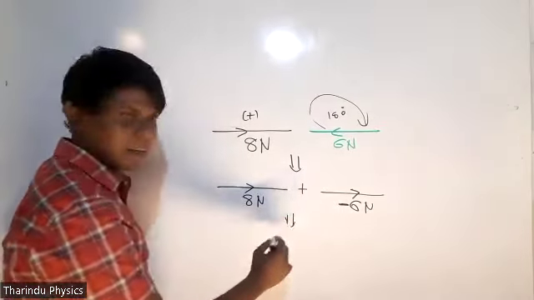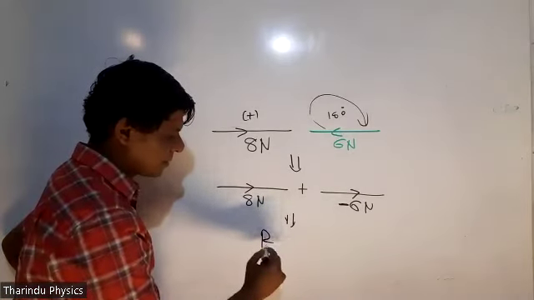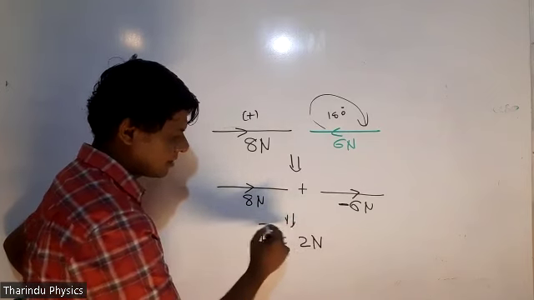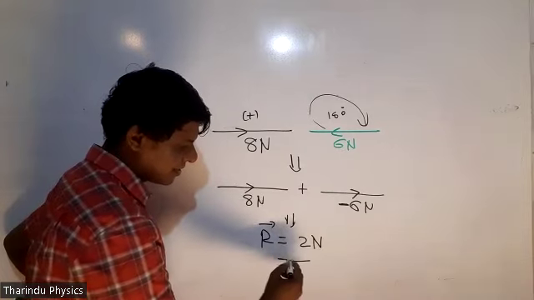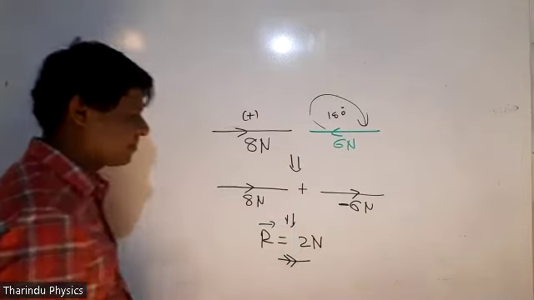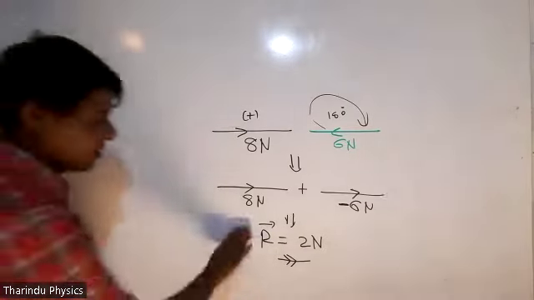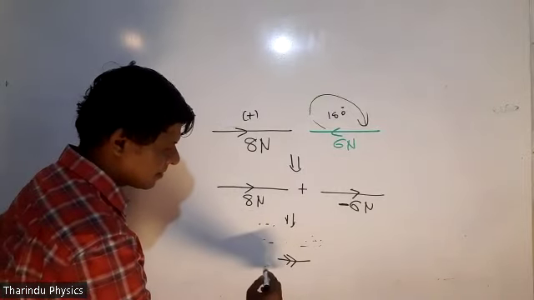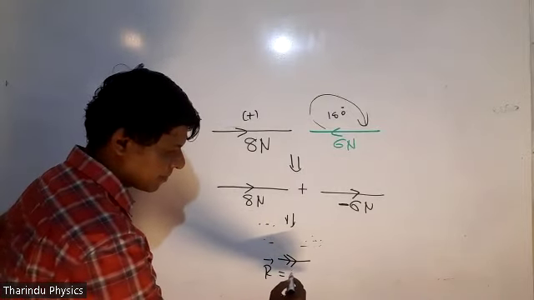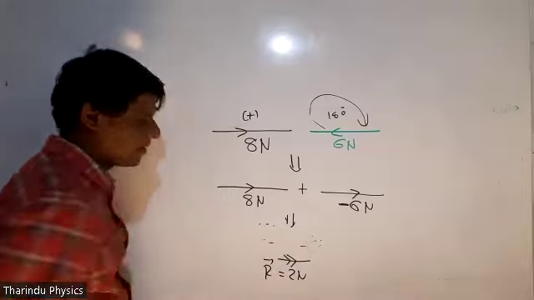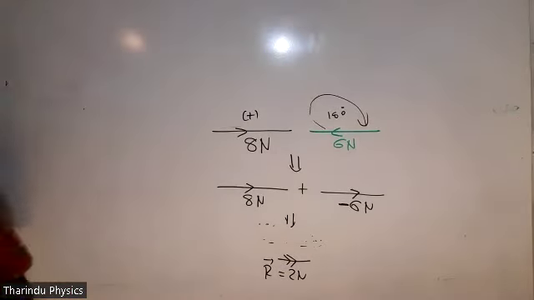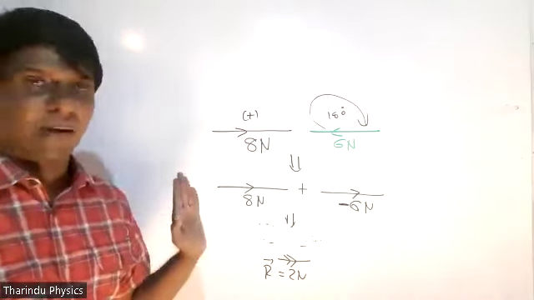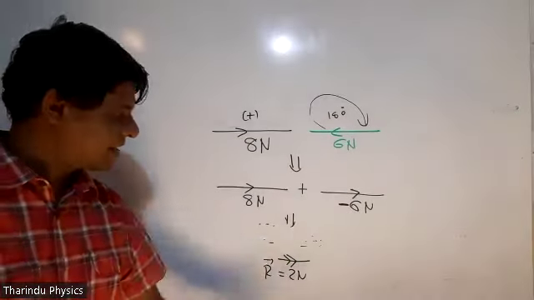So the resultant vector will be what? 2 Newton force to the right. So the final thing is something like this. Okay, 2 Newton. Resultant is what? 2 Newton. Okay. I hope everybody understood this. Is there anybody who couldn't understand why I inverted, why it became minus, and why the final result is just 2 Newton?